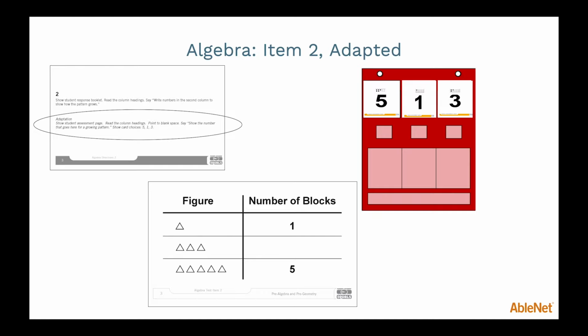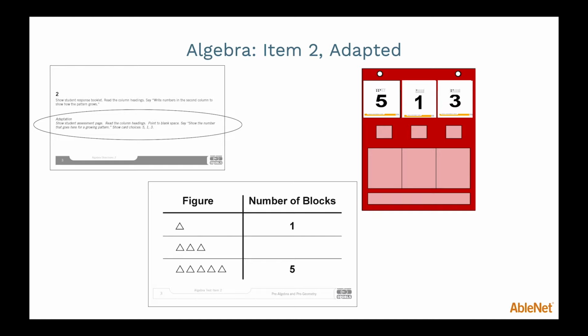If my student is not able to answer the typical item, or the adapted item is more appropriate, you can look at the directions under the word adaptation. In this example, it says to show the student the assessment page, referring to the page in the assessment flipbook. I will read the headers on each of the columns to my student. This column says figure. This column says number of blocks. I then point to the blank space and say, "Show the number that goes here in the growing pattern."